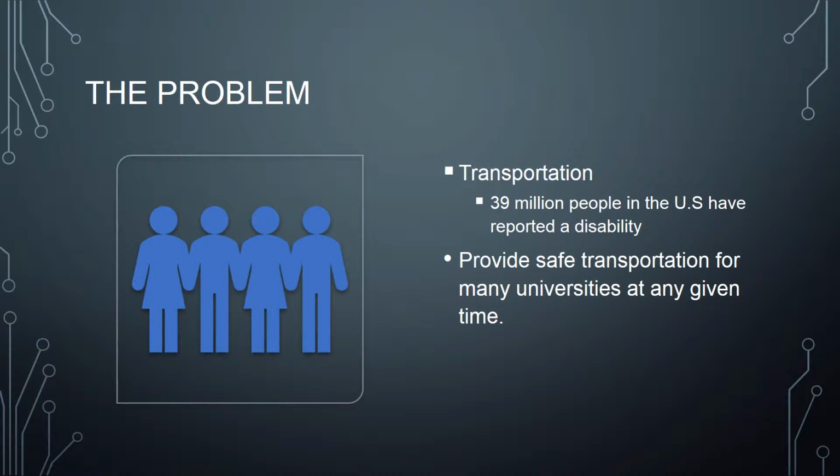The issue we want to target with this project is to provide transportation for students, faculty, and especially disabled people in society. According to the 2017 Disability Statistics Annual Report, 39 million people have reported a disability in a wide range, such as vision, cognitive, and self-care.